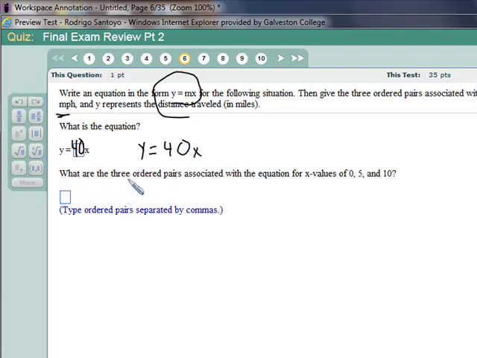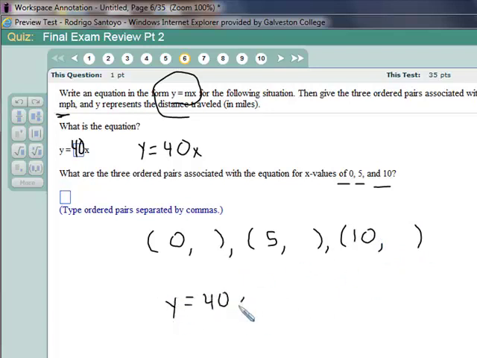The next part says what are the 3 ordered pairs when x is 0, 5, and 10. And they tell us to separate them by commas. So we're going to have 3 solutions here. We're going to look for y when x is 0, look for y when x is 5, and also look for y when x is 10. Make sure you put those commas just like I did there. So your equation is y equals 40x.